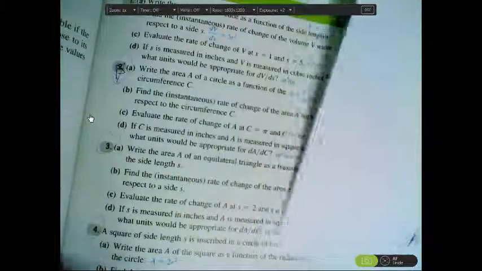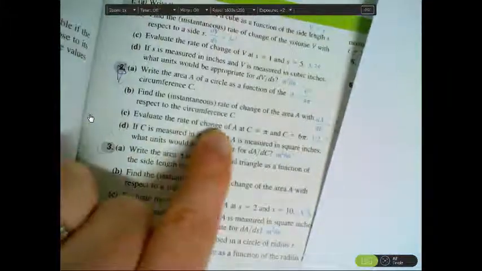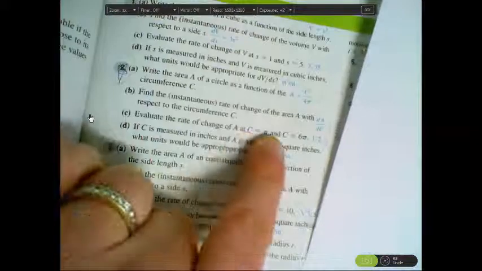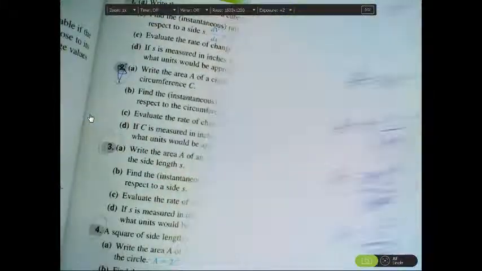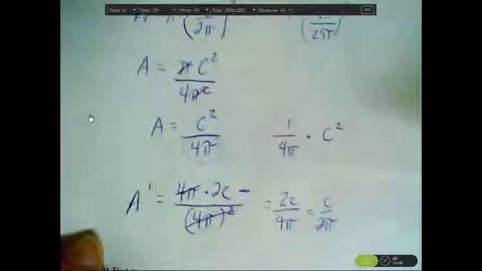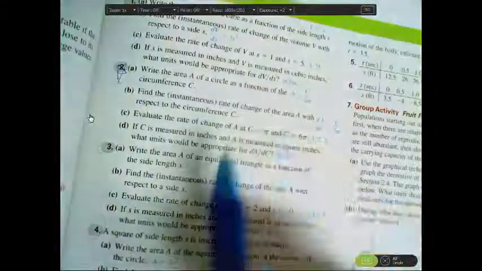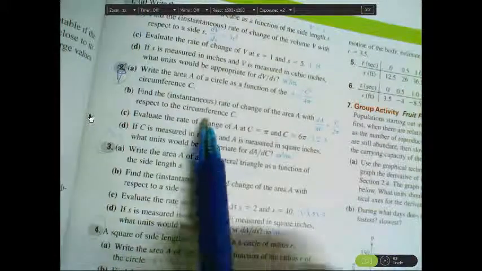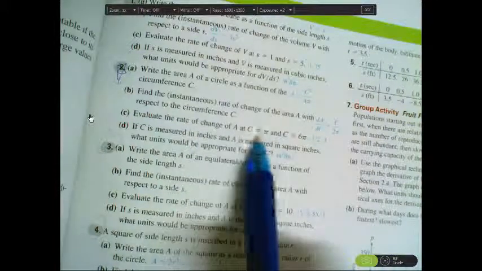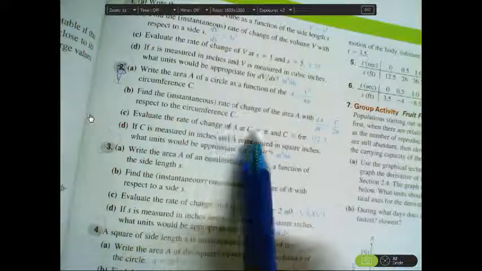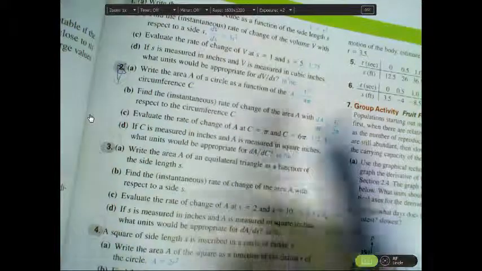The next question says, evaluate the rate of change of A at c equals pi and c equals 6 pi. That's instantaneous rate of change. How do I know it's instantaneous rate of change? Because it didn't say between pi and 6 pi. It said at pi and 6 pi. So those are two different instances.